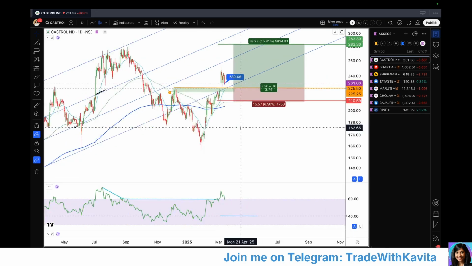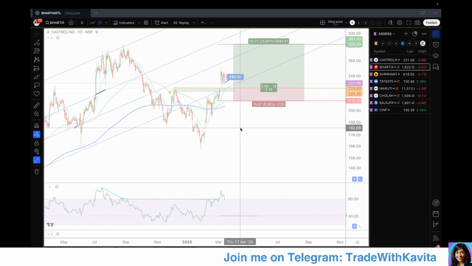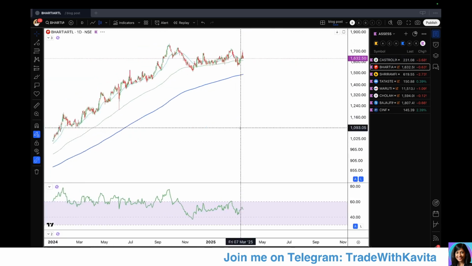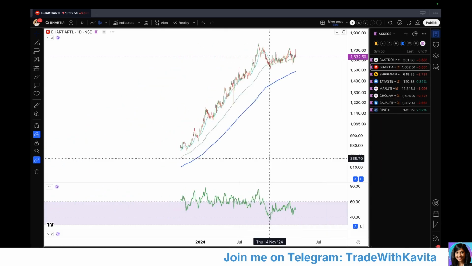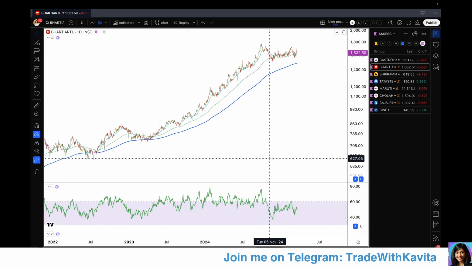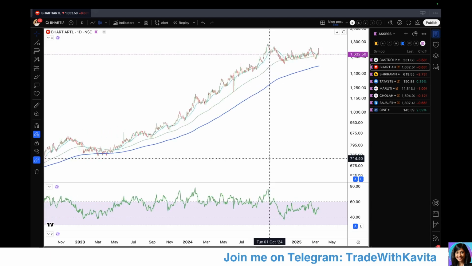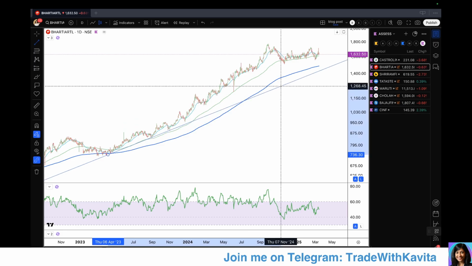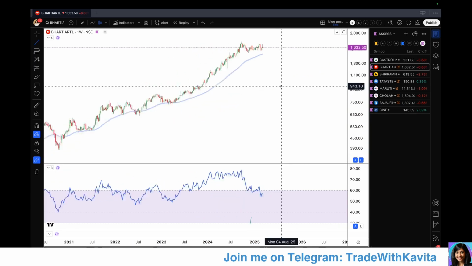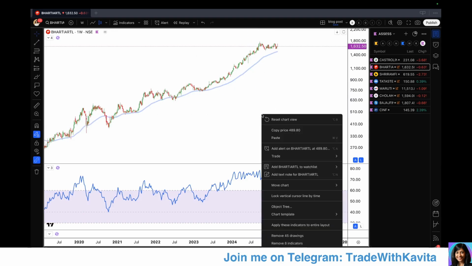Now let's move on to the next stock, that is Bharti Airtel. Now in Bharti Airtel, there has been a major news. I don't know if you caught up to that or not. But from what I read, Bharti Airtel is going to be the segue for Starlink to come to India. I think that is an immensely massive opportunity for this company.